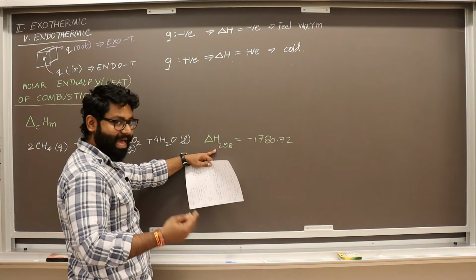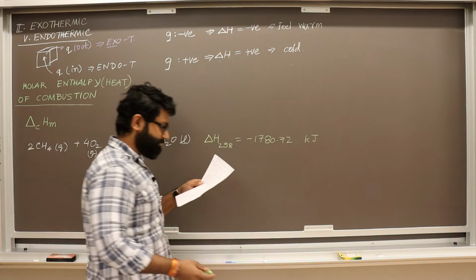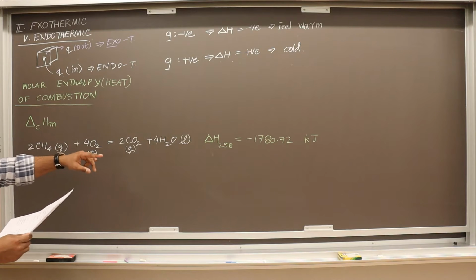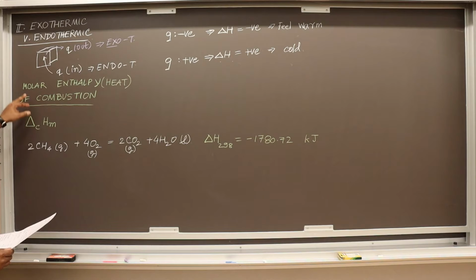And the unit of delta H is joules, right? So this is kilojoules, okay? Now, this was the enthalpy change for this reaction, okay? Now, if we have to define the molar enthalpy of combustion, what is being combusted? What is being burnt? Methane, right?